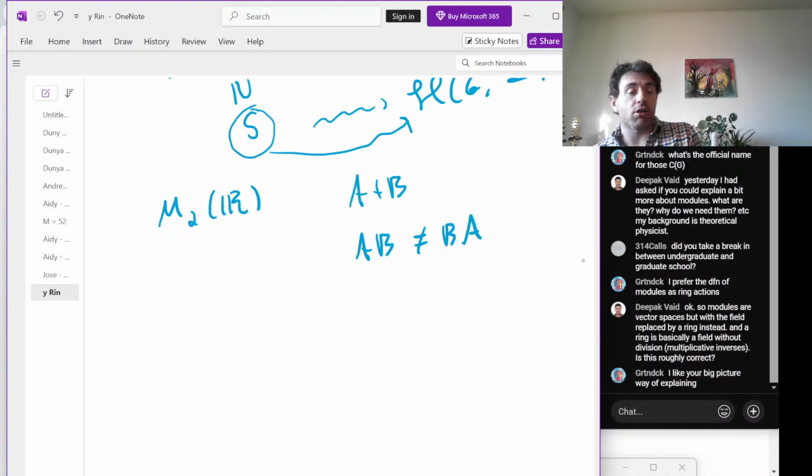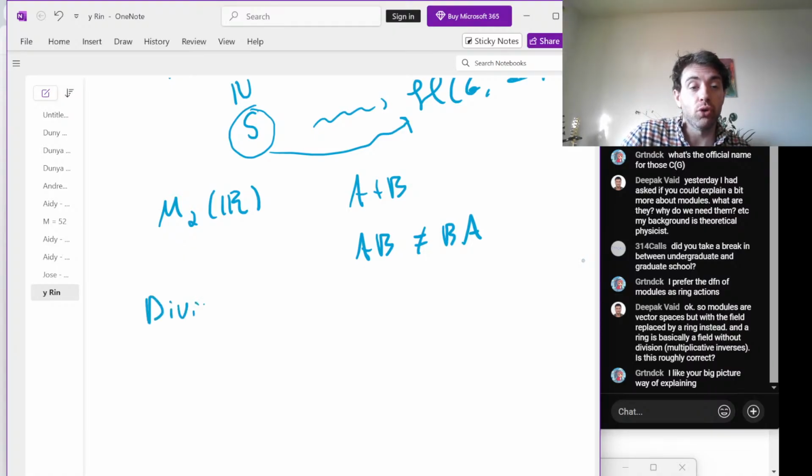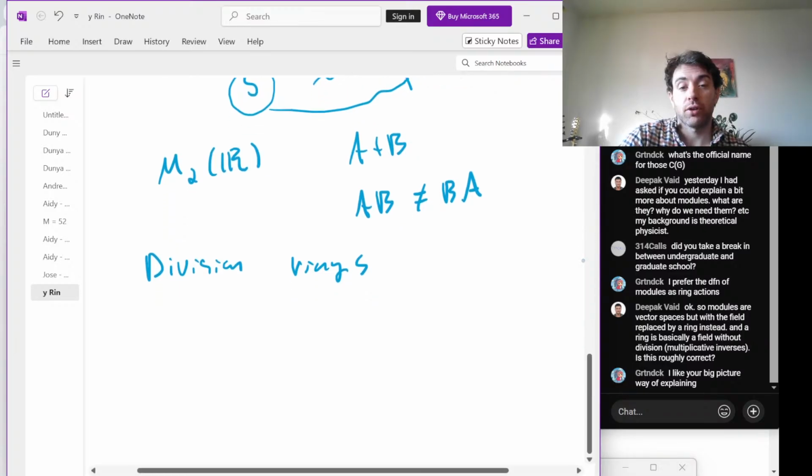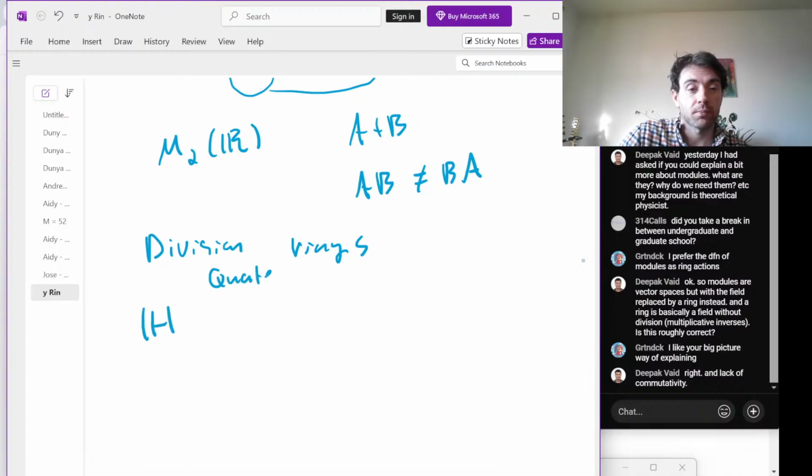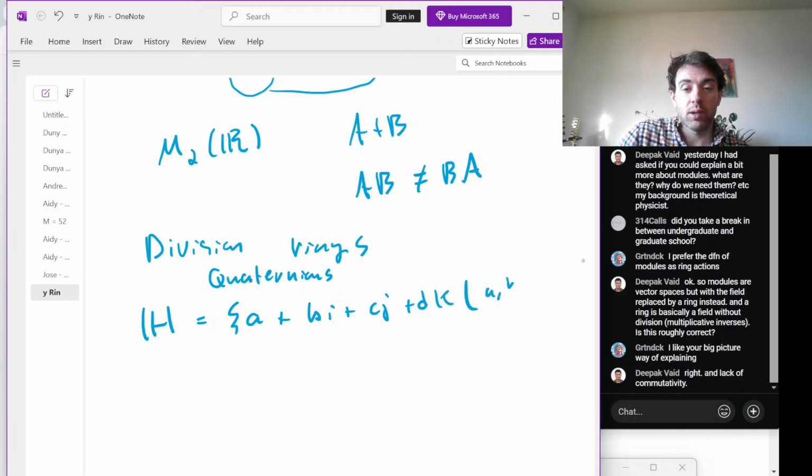And by the way, there are things called division rings, which do have multiplicative inverses, but do not have commutativity. My favorite example of this is the so-called quaternions. This is just the set of all a + bi + cj + dk, where a, b, c, and d are all real numbers.